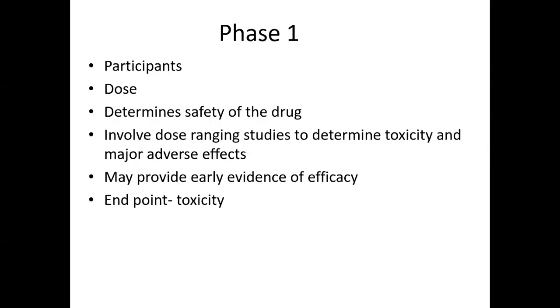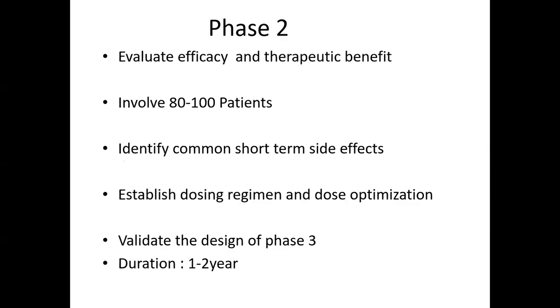When you look at the phase 1 clinical trial, the participants and the dose, as I told you, are a few, 15 to 30 healthy human volunteers. Here it determines the safety of the drug, and it involves dose-ranging studies to determine the toxicity and the major adverse drug effects. This phase 1 clinical trial may provide early evidence of efficacy. And the endpoint of this particular phase is the toxicity of that particular compound.